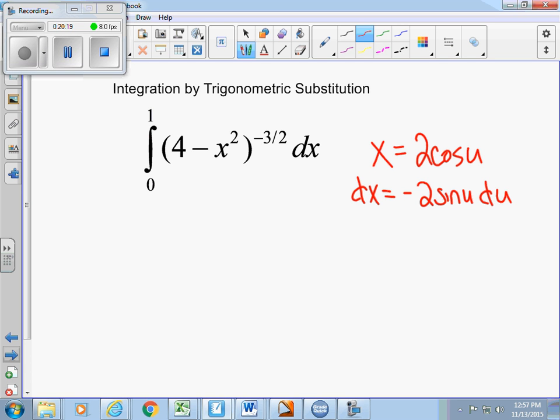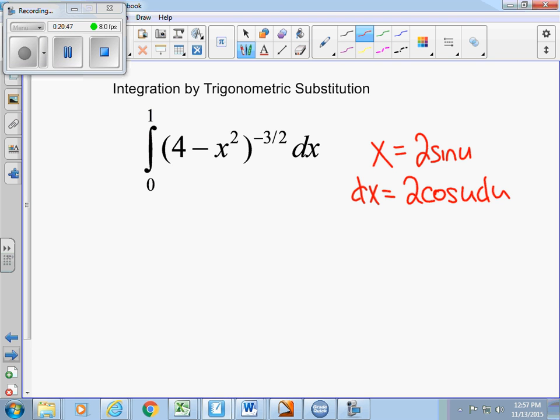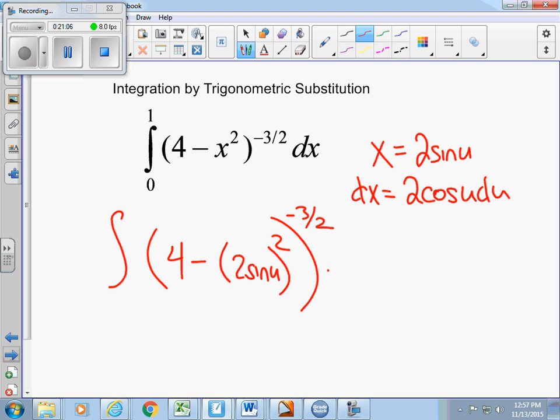Thinking. Yeah, I like mine better. They both work. Good. Cosine of u du?